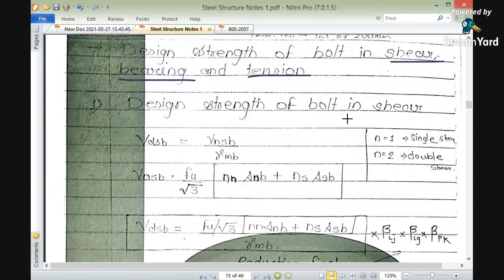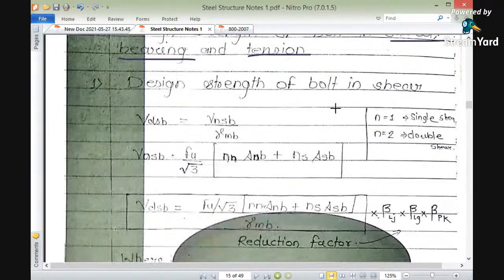So I am once again switching over to the notes. That is the design strength of bolt. We have to find out the design strength of the bolt in shear, bearing and tension. So first, the design strength of bolt in shear. This formula I have already shown you on page number 75: V_dsb = V_nsb divided by gamma_mb, and this formula n_n A_nb and n_s A_sb. We multiply this complete formula by n, the number of shear planes.